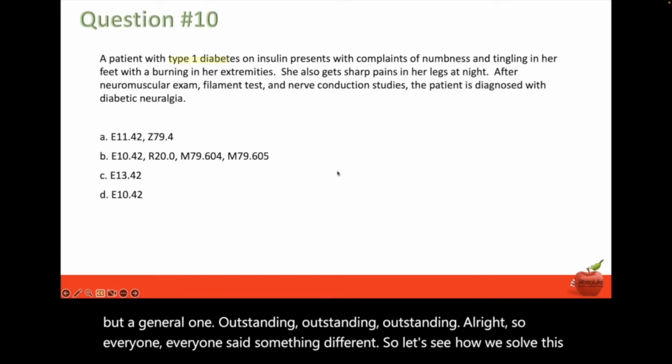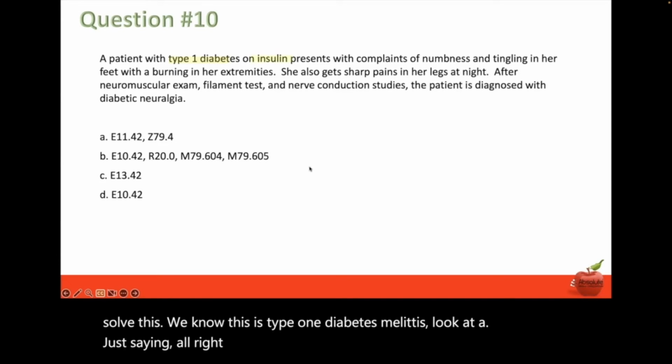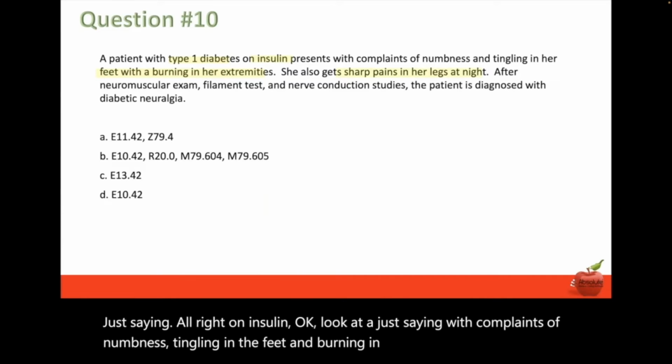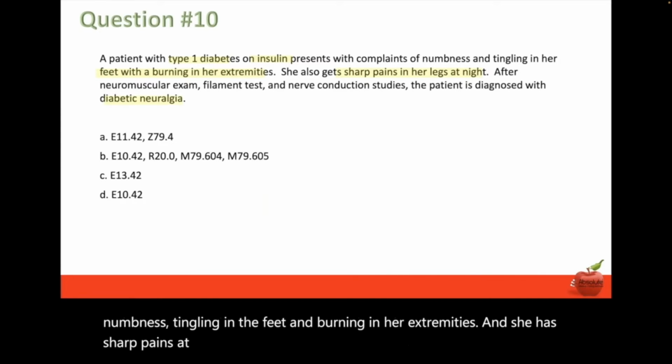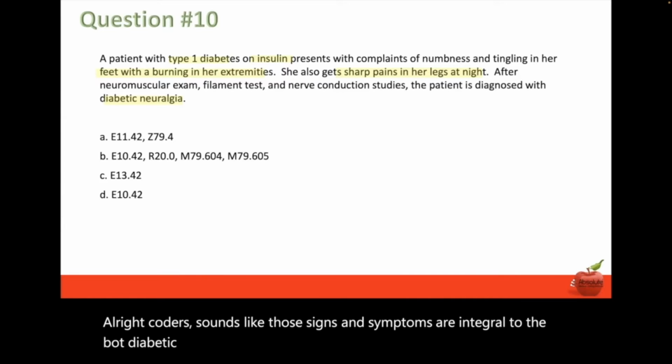We know this is type 1 diabetes mellitus. Look at A. Just saying. All right, on insulin. With complaints of numbness, tingling in the feet, and burning in her extremities, and she has sharp pains at night, she's been diagnosed with diabetic neuralgia. All right, coders. Sounds like those signs and symptoms are integral to the diabetic neuralgia.